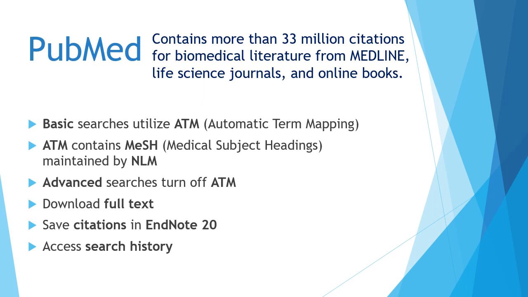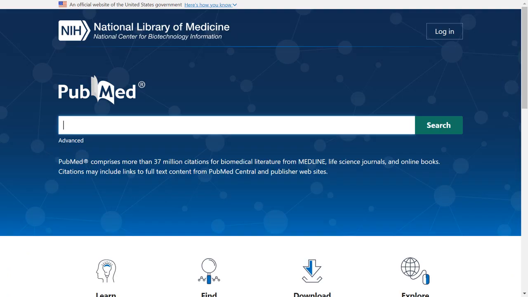I'll talk more about the MeSH database later on. As you collect more search terms, construct an advanced search string, which turns off ATM but gives you more control over your results. You can download many full-text articles directly from PubMed and send your citations directly to your EndNote library. Accessing and saving your search history is very important when conducting a scoping review.